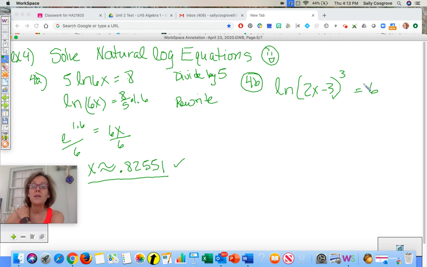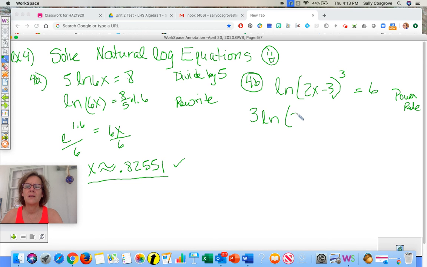What are we trying to do? We're trying to figure out what x is. It says solve. So I can take this 3 and put it out front, and then it'll look just like this. Okay, so let's use the power rule. Take this 3, put it out front, and now I have 3 times the ln of 2x minus 3 equals 6.